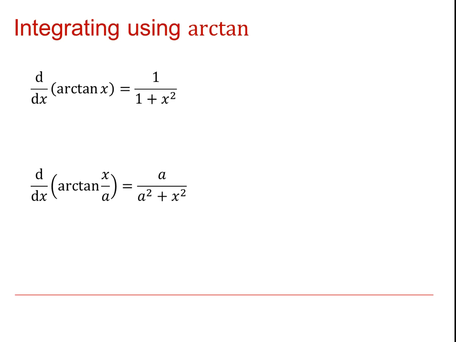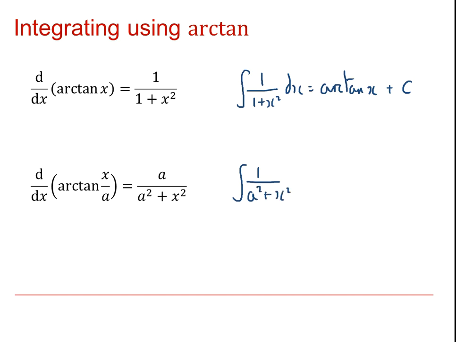So looking at those, we can look at the integral of the right hand side and say that the integral of 1 over 1 plus x squared dx must therefore be equal to arctan x plus, of course, a constant, or the more general result, which says that the integral of 1 over a squared plus x squared dx must be equal to 1 over a arctan of x over a plus a constant. So we can use these results to find integrals of functions which are in that sort of form.